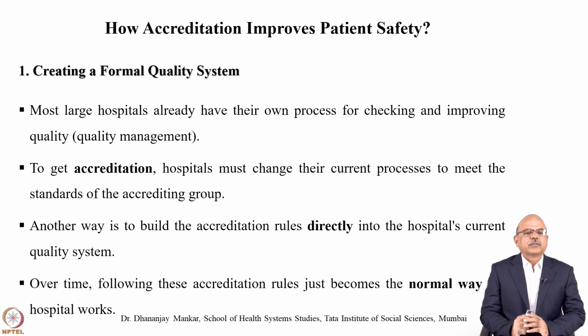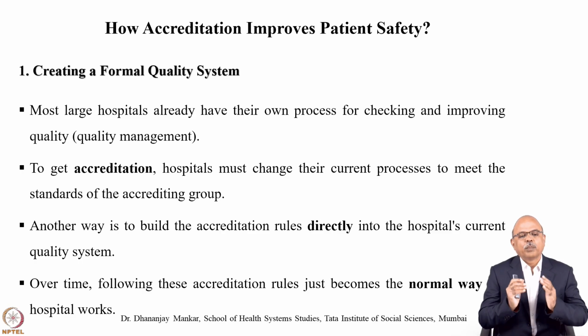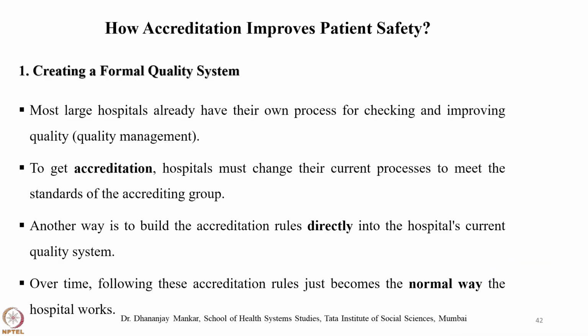Creating a formal quality system. Most large hospitals already have their own process for checking and improving quality, called quality management in hospitals. To get accreditation, hospitals must change their current practices to meet the standards of the accrediting group. Another way is to build the accreditation rules directly into the hospital's current quality system. Over time, following these accreditation rules just becomes the normal way the hospital works, and the hospital keeps on continuing with these rules.